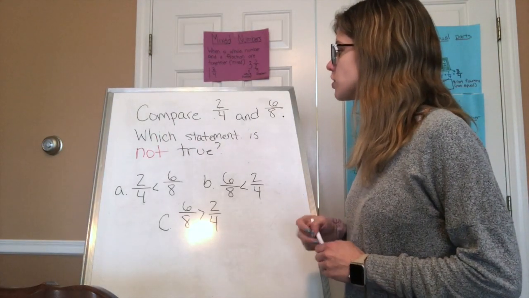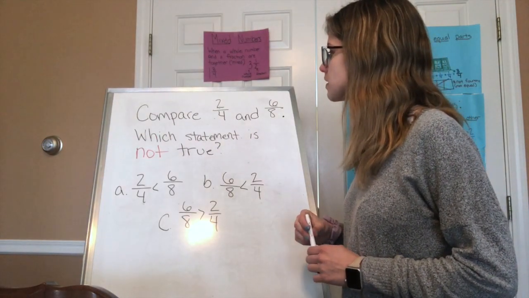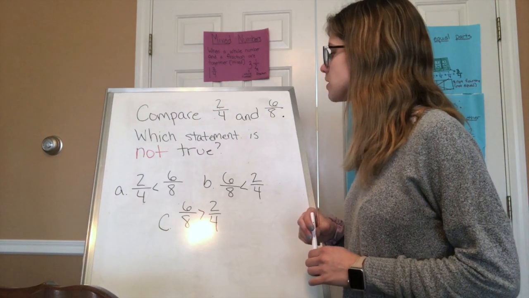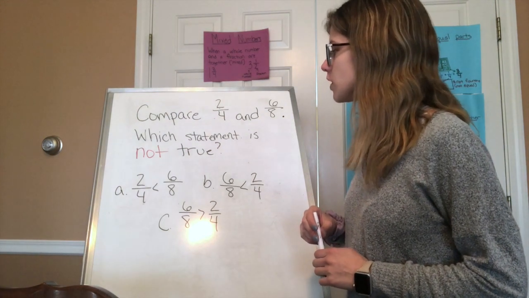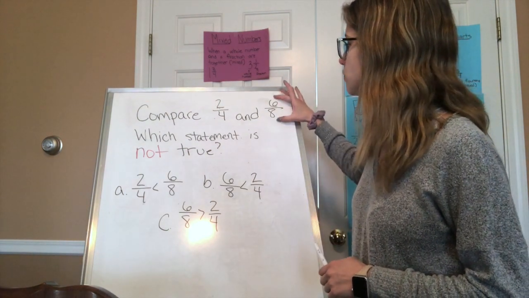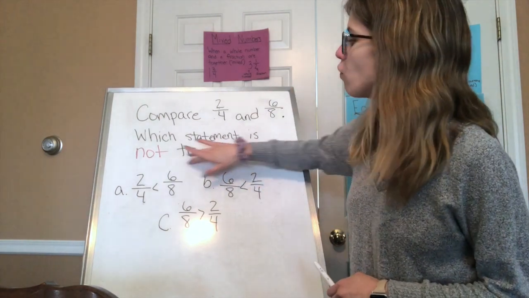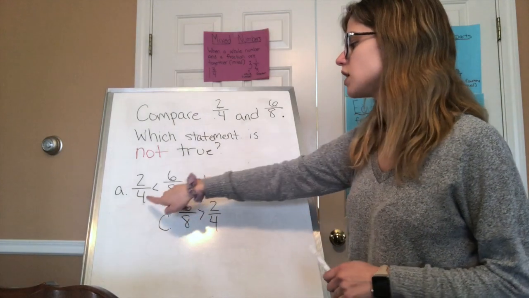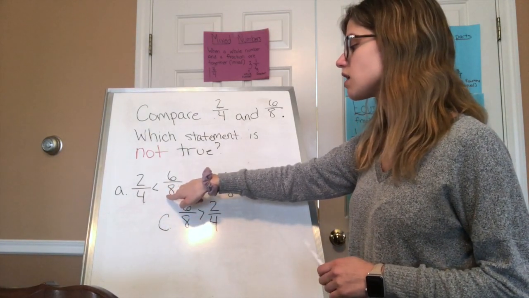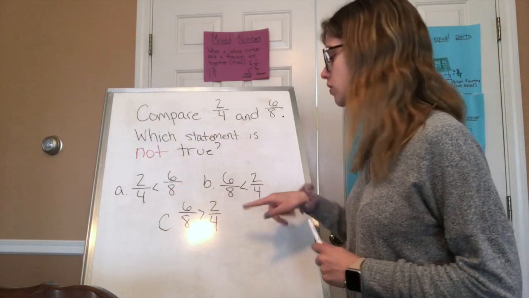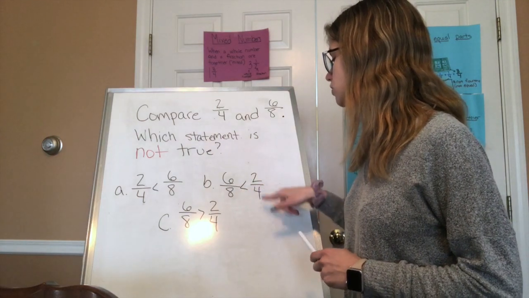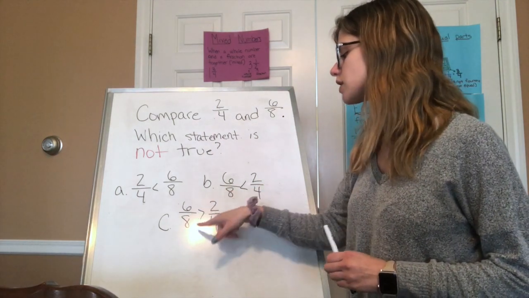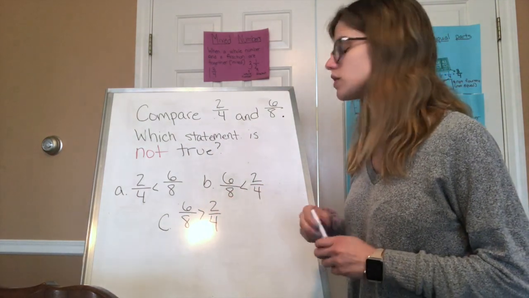So now I have a question: compare 2/4 and 6/8. Which statement is not true? So we need to figure out, by comparing 2/4 and 6/8, which one is not correct. Is 2/4 less than 6/8 not true? Is 6/8 less than 2/4 not true? Or is 6/8 greater than 2/4 not true?